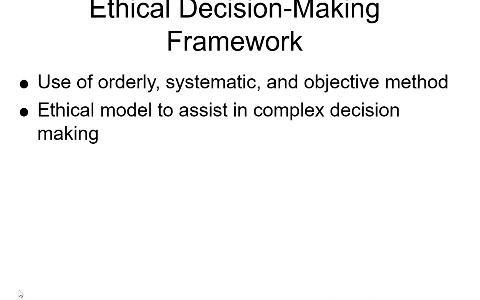We talk about an ethical decision-making framework. It's the use of an orderly, systematic, and objective method. So this is the one where you have a ventilator and you have a woman of 3 or a person who's in prison and then a priest. Who gets the ventilator? And I think, during COVID, they might have been making some of these decisions. But hopefully now there are such orderly, systematic, and objective methods.